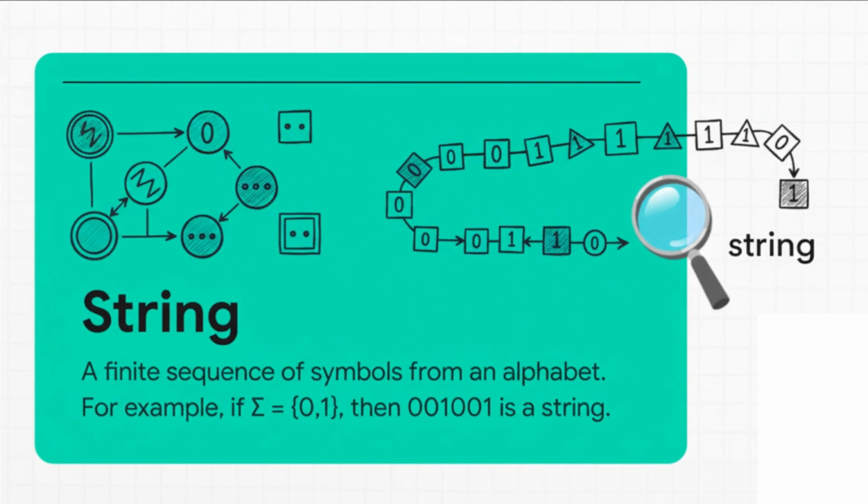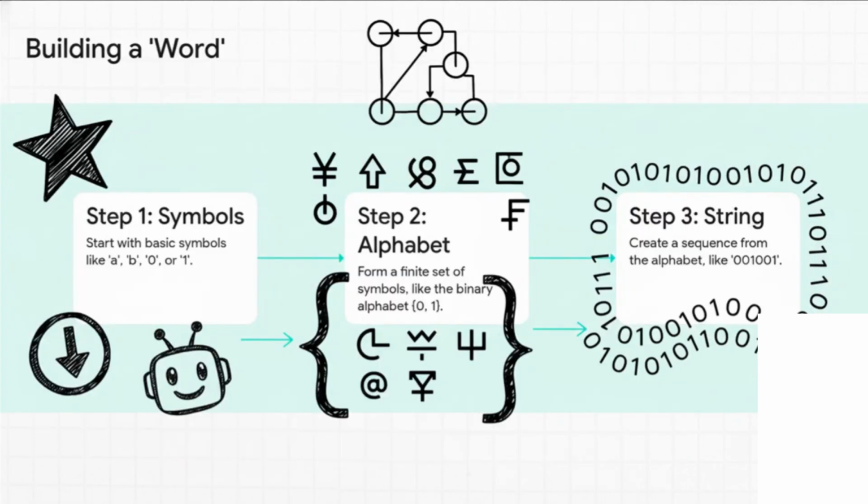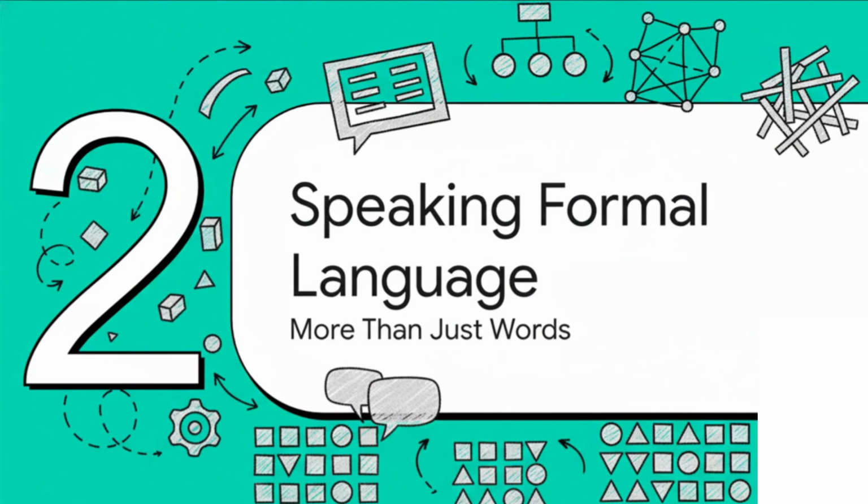Okay, so we've got our letters, our alphabet. What's next? We start making words. And in the computer world, a word is called a string. It's literally just a sequence of symbols, one after another. So for alphabet 0, 1, a string could be 101 or 00, or a longer one like 001001. So there you have it. It's really just a simple three-step recipe. You pick your symbols, you put them in a set to make an alphabet, and then you line them up to create strings. These are the computer's words. Simple as that.